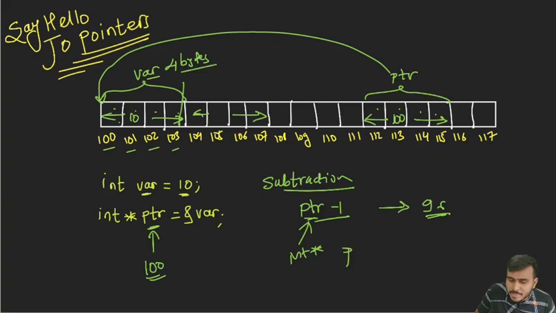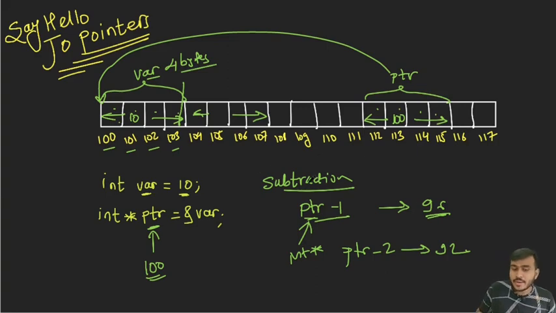What will be the answer of PTR minus 2? PTR minus 2 will be 92, because PTR minus 2 will basically subtract 8 from 100. And if we subtract 8 from 100, then it will become 92, right? So in this way the subtraction operation works.